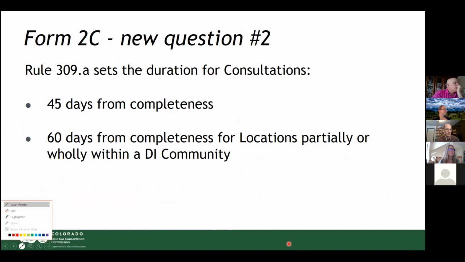the second new question on the Form 2C is related to Rule 309.A, which sets the duration for consultations. Normally, consultations include consultations with surface owners, with building unit owners and tenants, with CDPHE, and with public water system administrators, if applicable. Normally, that consultation period is 45 days, starting with the completeness determination. But for locations that are partially or wholly within a disproportionately impacted community, the consultation period will be 60 days.